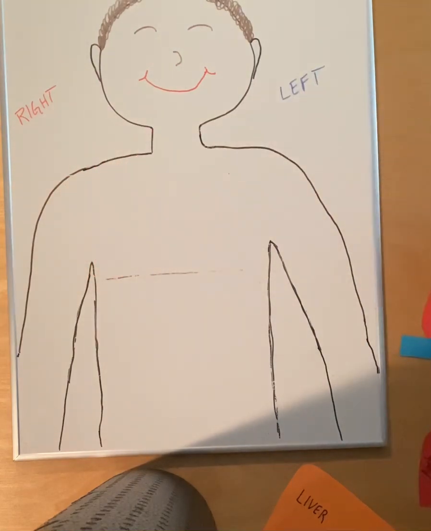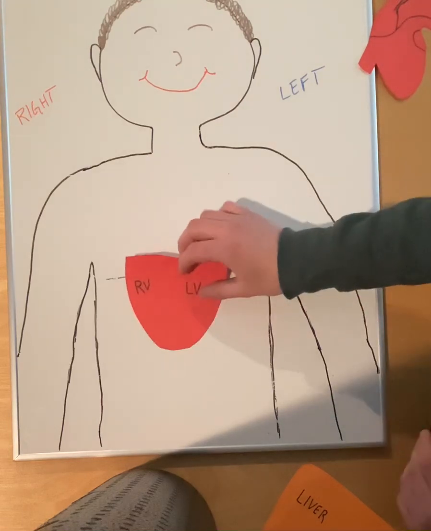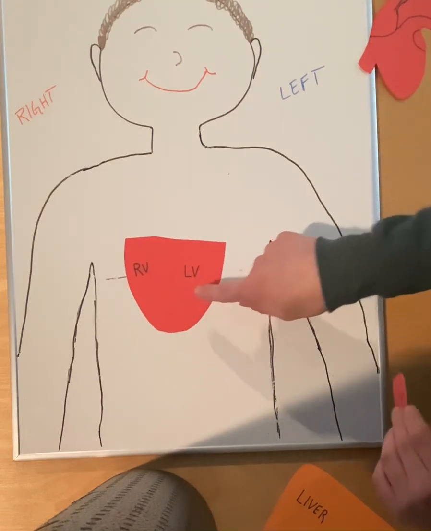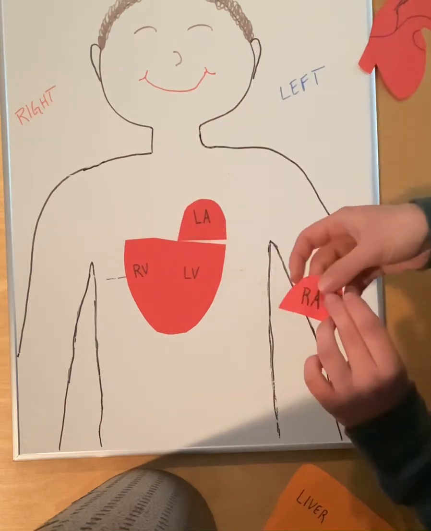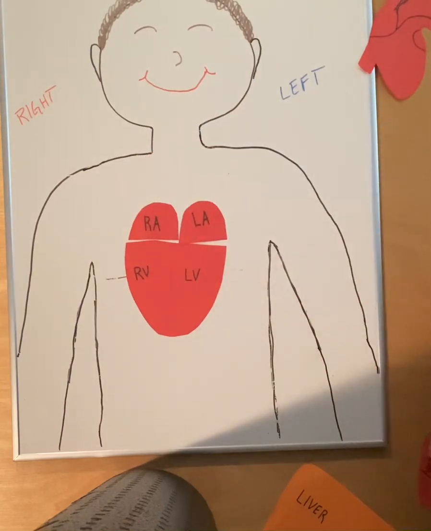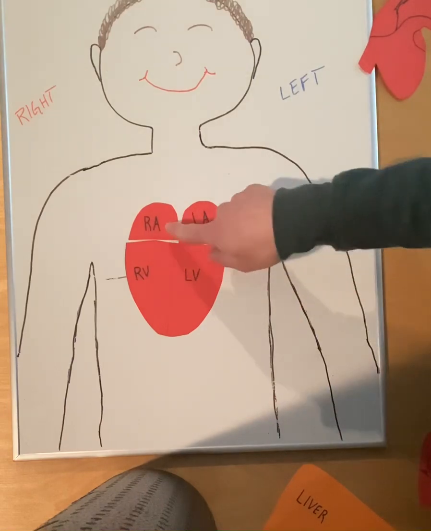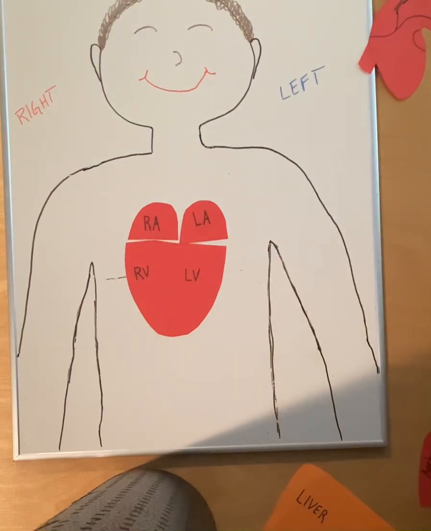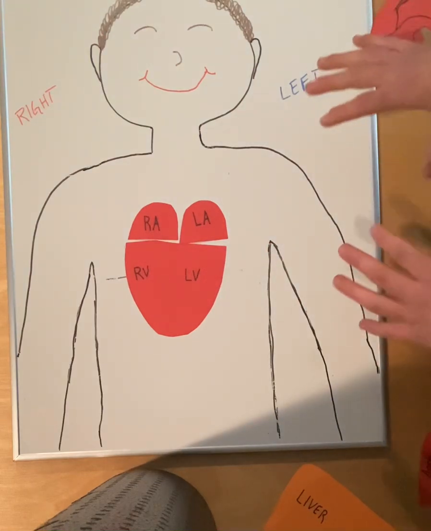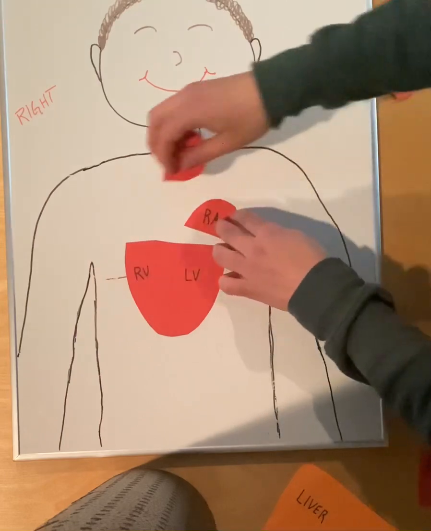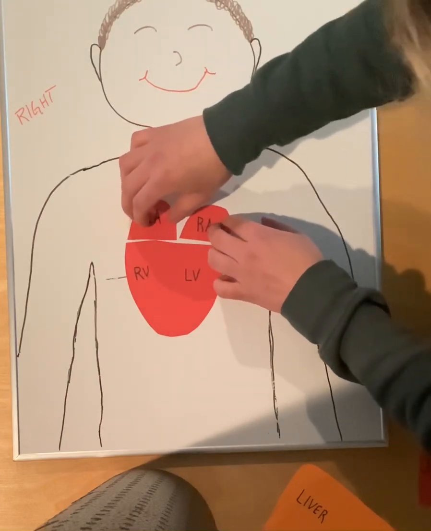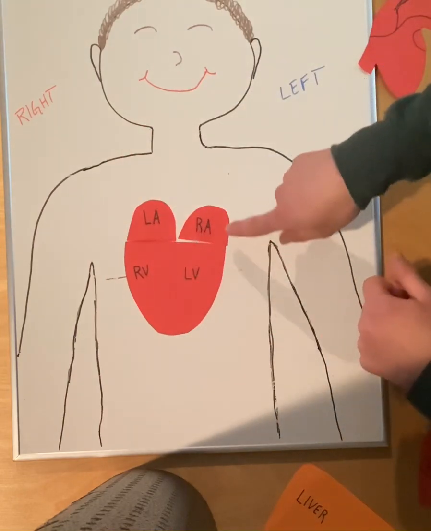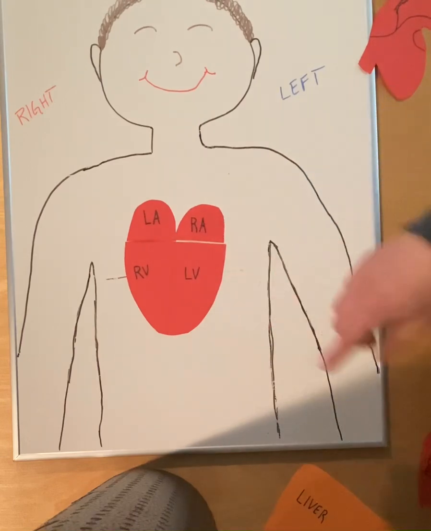Next, let's talk about concordant versus discordant atrioventricular connections. In this is the right ventricle, the left atrium, and the right atrium. This is an example of concordant atrioventricular connections, where the right atrium matches with the right ventricle and the left atrium matches with the left ventricle. There is also discordant atrioventricular connections, where the left atrium is connected to the right ventricle and the right atrium is connected to the left ventricle.